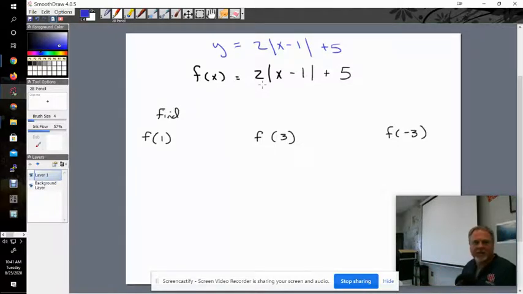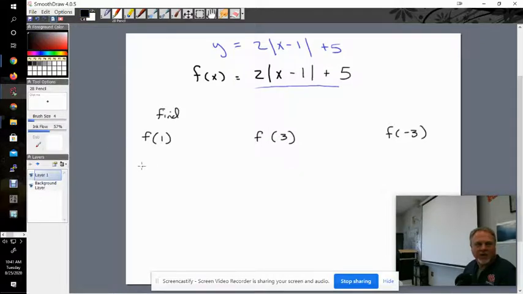Now, one thing you may see when they're dealing with function notation is they'll tell you to find the function value at a certain point. They want you to find the value of this function right here at f of 1. So we're going to plug a 1 in for x and figure out what that is. So let's just go ahead and do that.